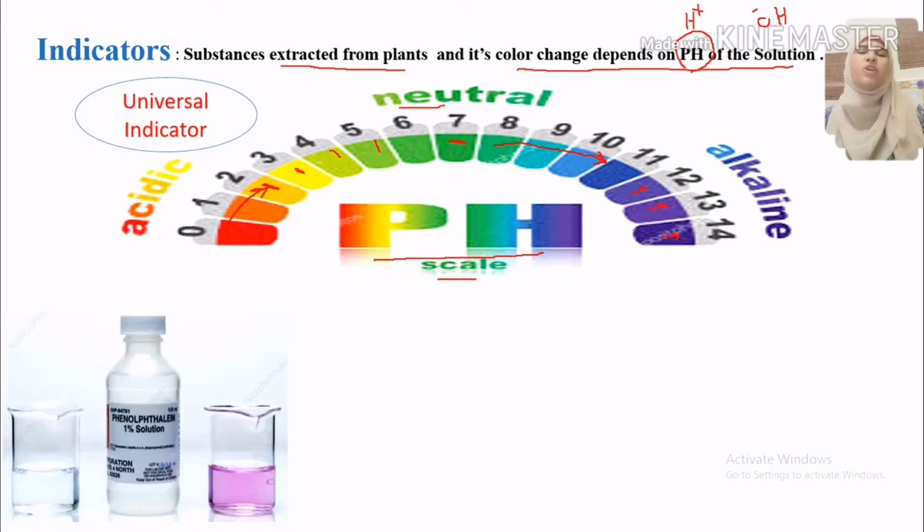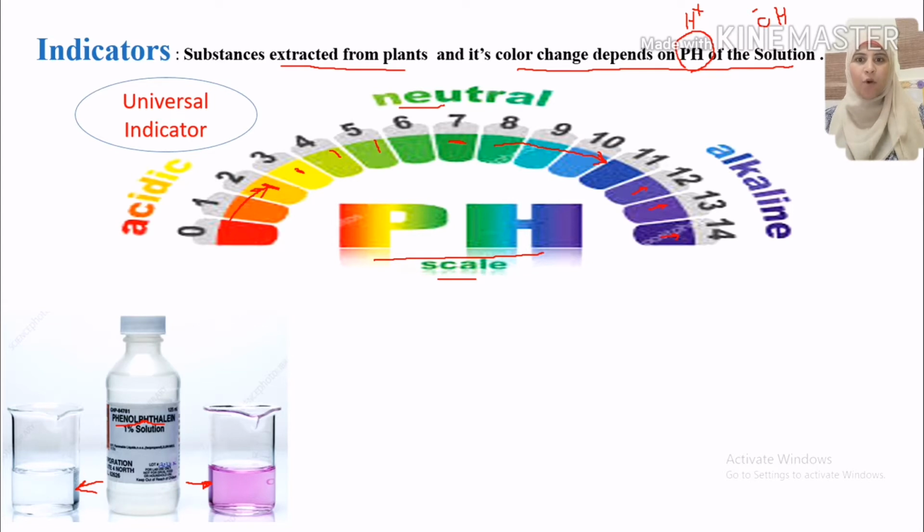The second type of indicator is a very important type of indicator. We usually use it in making a titration reaction. Universal indicator is the first type and phenolphthalein is the second type. Phenolphthalein color in acidic and neutral solution is colorless and its color in basic solution is pink. Of course, we can differentiate between a colorless solution and a pink colored solution. So we like to use phenolphthalein in making titration inside our lab.